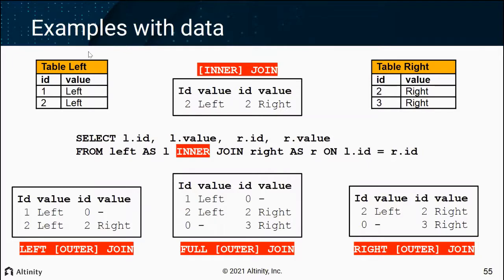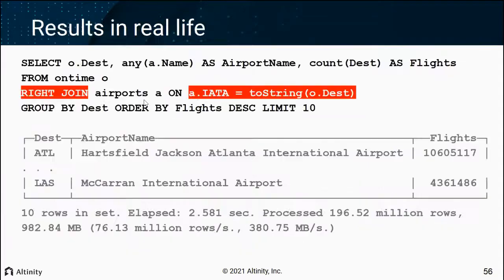There are many other join types. We cover them in ClickHouse 101, and you can look them up. For example, there's an anti-join, which will give you the values that are not in either table, stuff like that. It's quite useful. And here are the results in real life. We have airports, that's the right join. This shows you the airport name, and you can use it pretty much as you would in any other database.